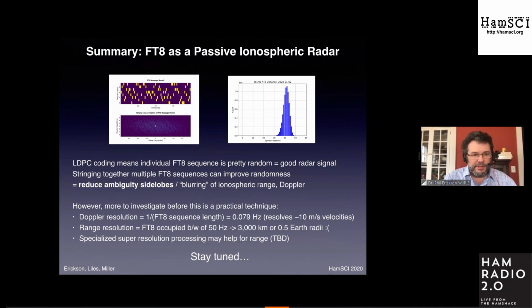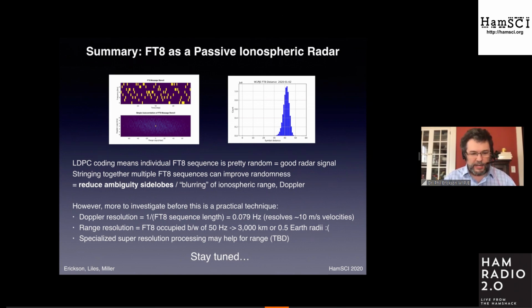However, it's a work in progress, because what kind of Doppler and range resolution did we get out of this? Well, the Doppler resolution is about 1 over the sequence length, which is a little bit less than 1/10 of a hertz, which is pretty good. Ionospherically, that's about 10 to 15 meters a second velocities. That's all right. The range resolution isn't so hot.